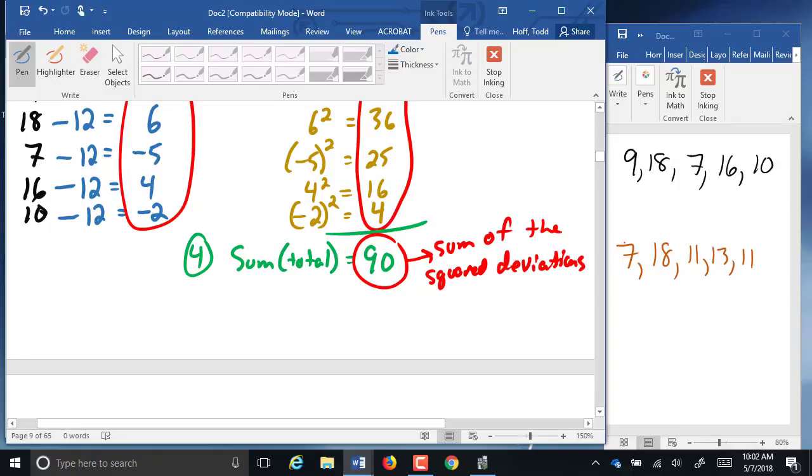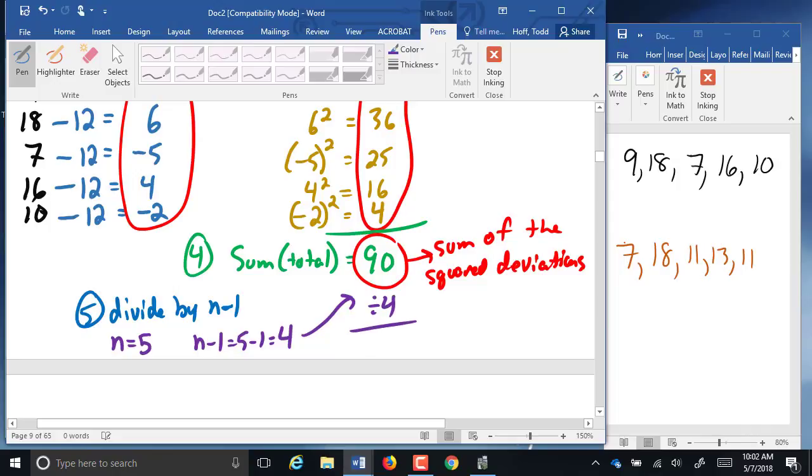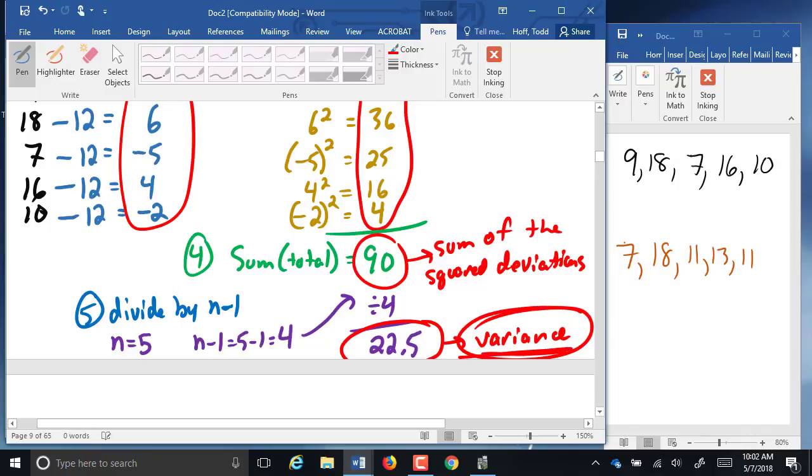Now, step 5 is the tricky step. Step 5, to divide by n minus 1. For this set, what's n equal? How many numbers are in that set? There were 5 of them, right? N equals 5. So n minus 1 equals 5 minus 1, or 4. So we're going to divide by 4. Dividing by 4 gives us 22.5. That number right there, this is a big one, is called the variance. I guarantee you at least once or twice in the homework, you'll be asked to find the variance.